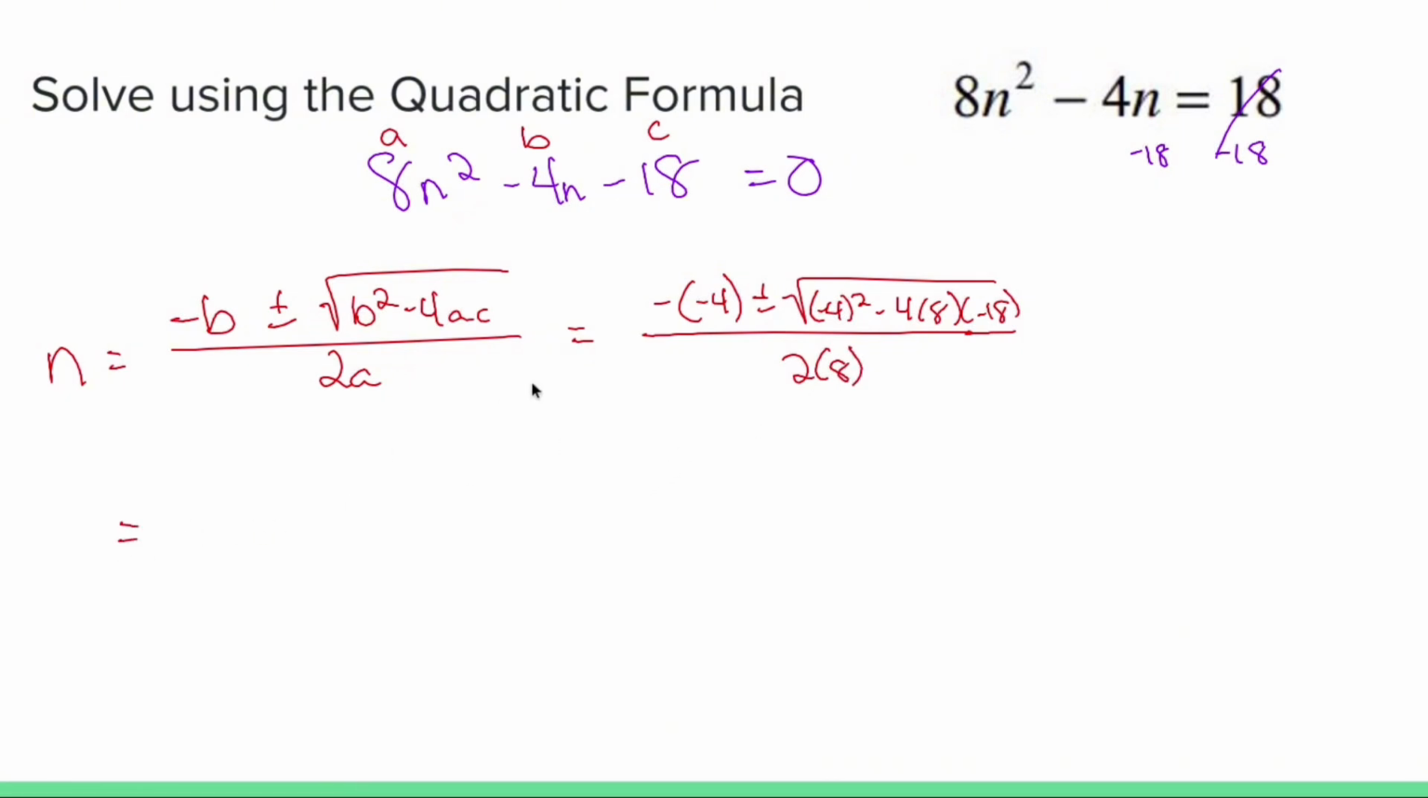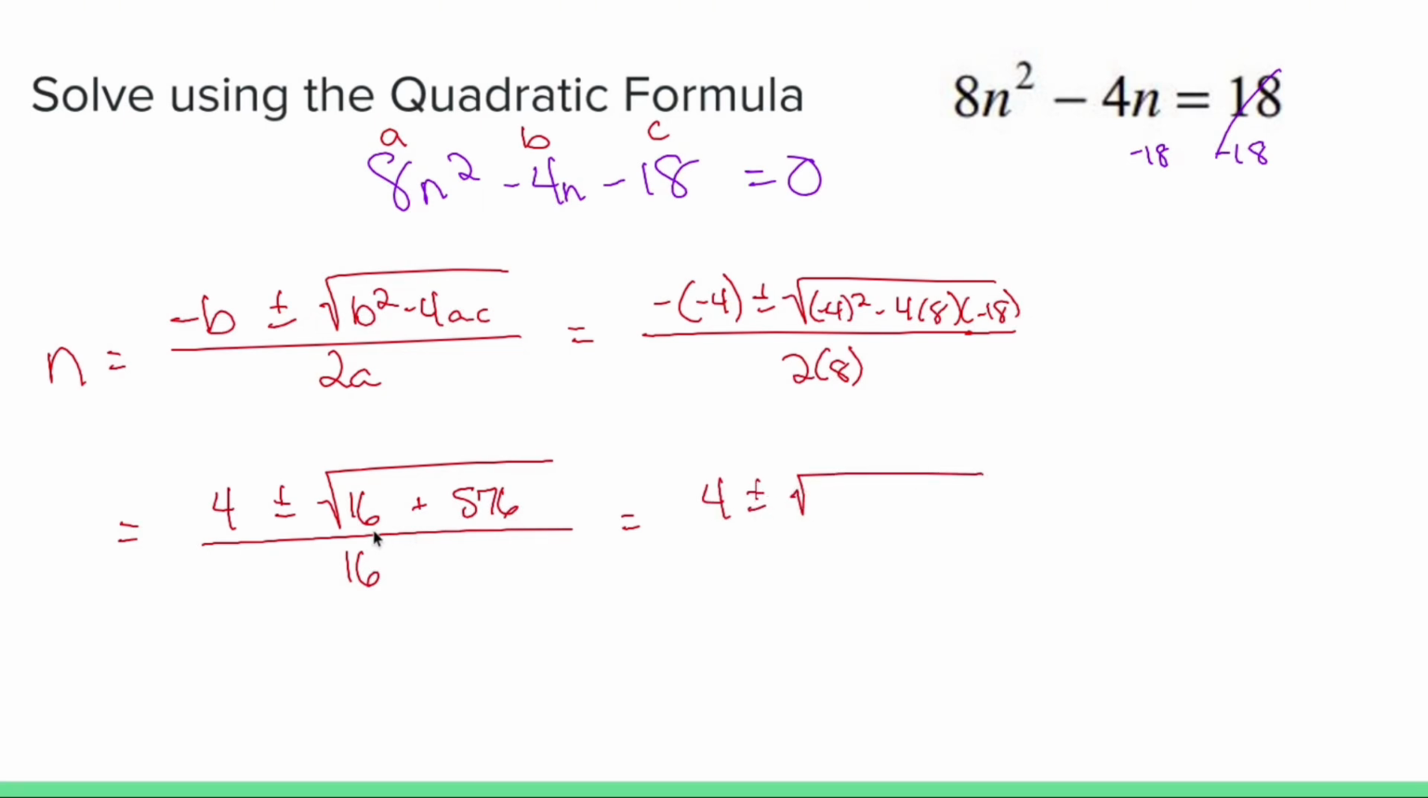All right, so let's do a few things. Negative 4 is positive 4, plus or minus the square root. 4 squared is 16. Well, negative 4 squared is 16. Either way, 16. 4 times 8 times 18 is 576. So that, by the way, negative, positive 576. All over 2 times 8, which is 16 again. Okay, 4 plus or minus, you can combine these to get 592.